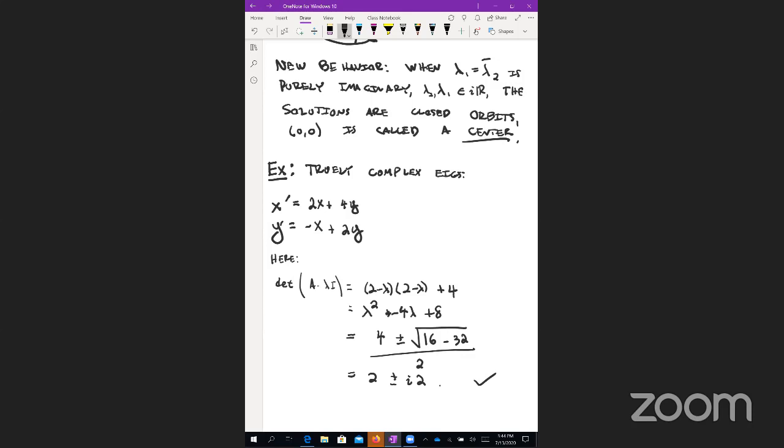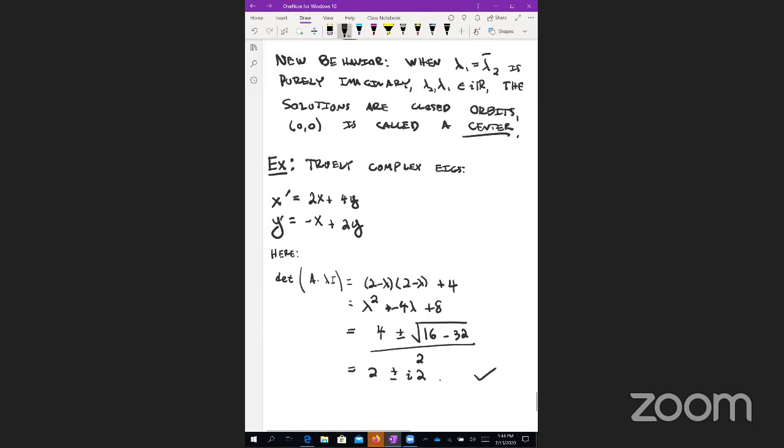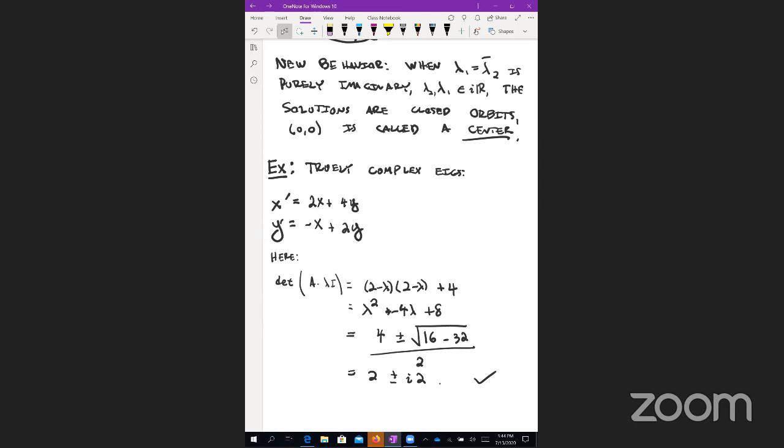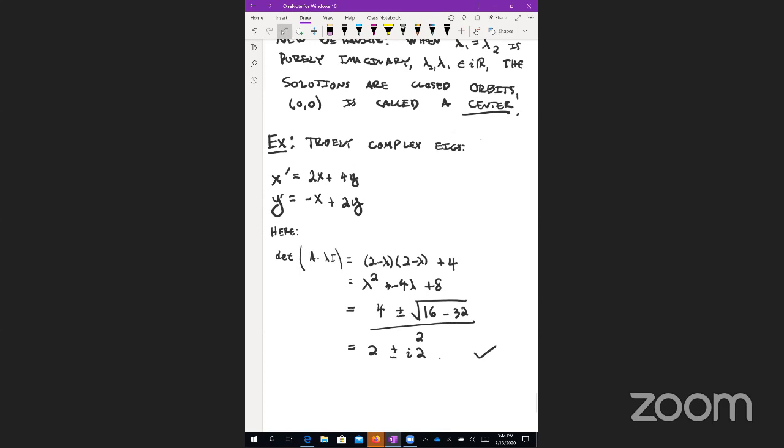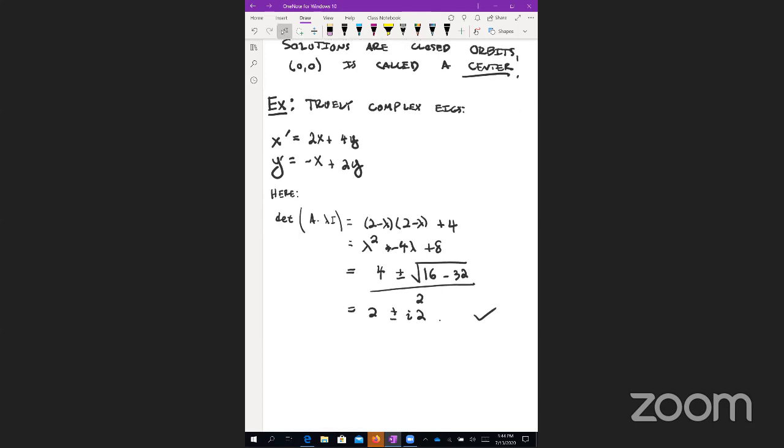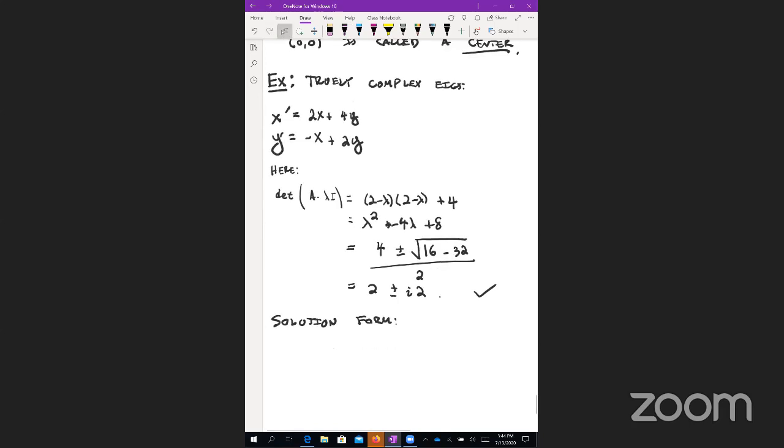Sorry, I just wanted to actually do that part of the computation so we can make sure that we know it. So, okay. So in the interest of time, I'm just going to write down the solution form. I want to discuss the behavior here. So what is this going to be?